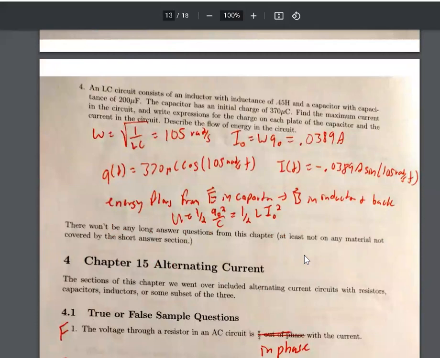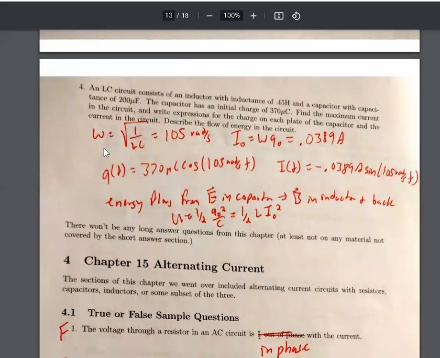All right, so one more for this chapter. An LC circuit consists of an inductor with an inductance of 0.45 henries and a capacitor with a capacitance of 200 microfarads. The capacitor has an initial charge of 370 microcoulombs. So find the maximum current in the circuit and write expressions for the charge on each plate of the capacitor and the current in the circuit.